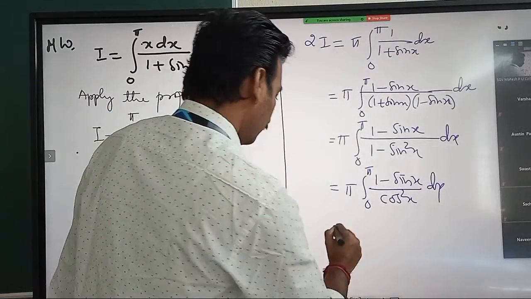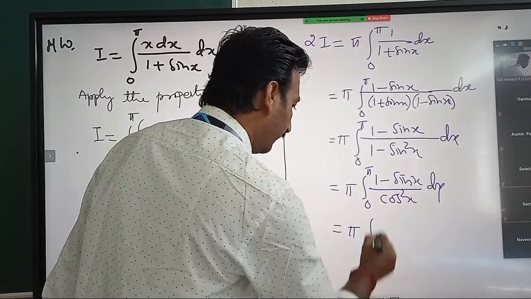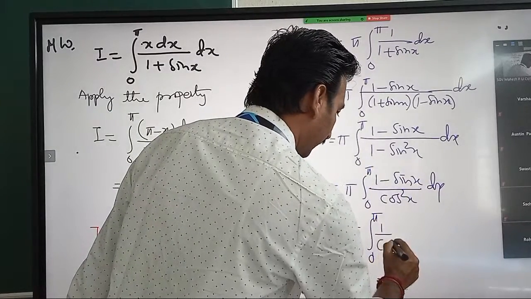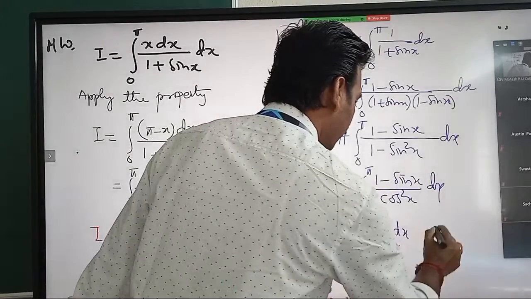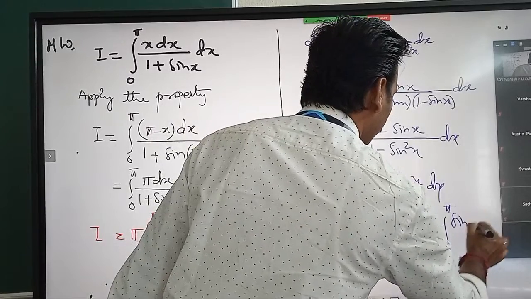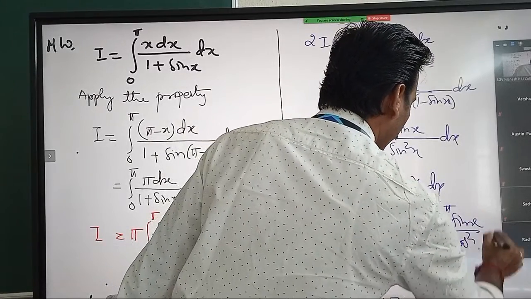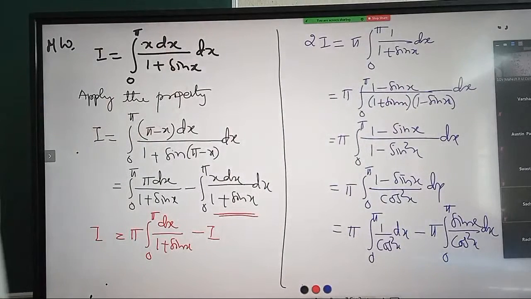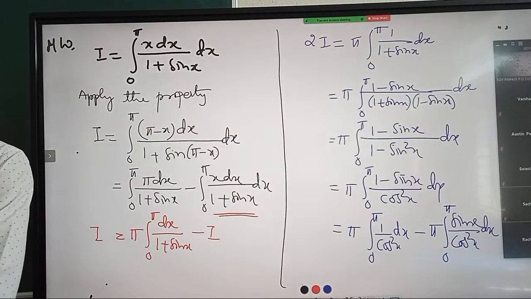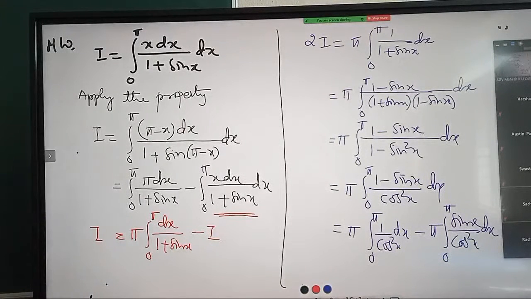So now this is equal to pi into integration from 0 to pi. Can I write 1 by cos square separately? Now minus pi integration from 0 to pi sin x divided by cos square x dx. Correct? Yes? Please take down this part. And now we are very close to the answer.